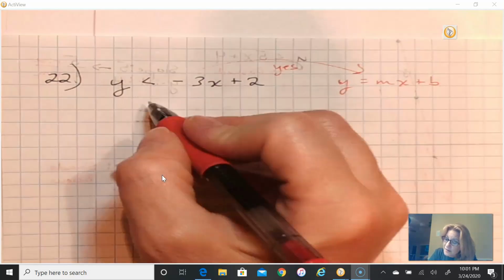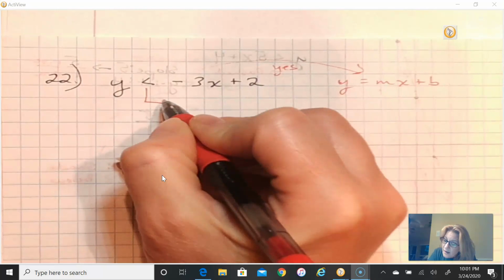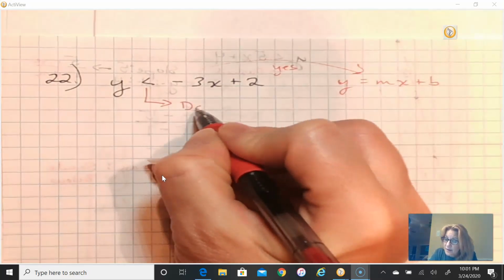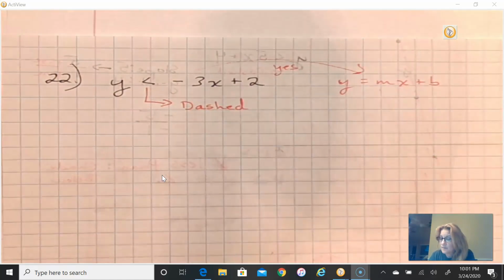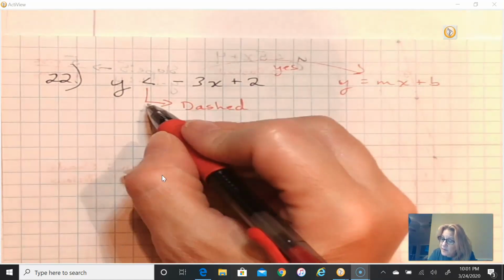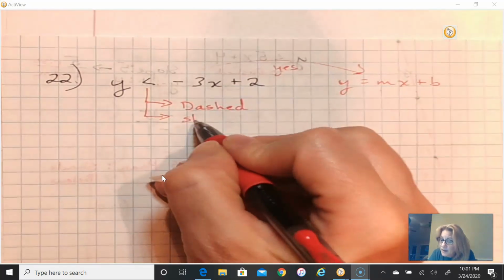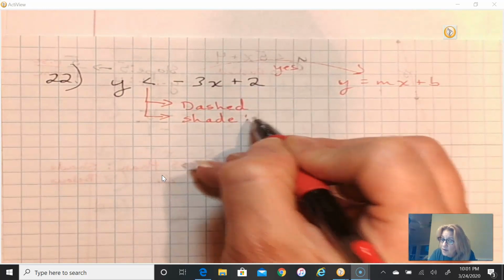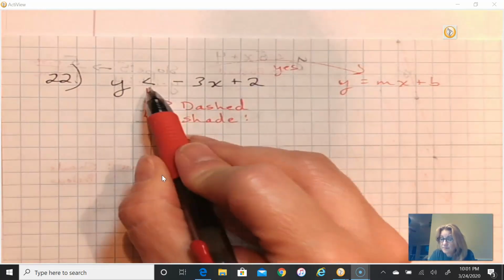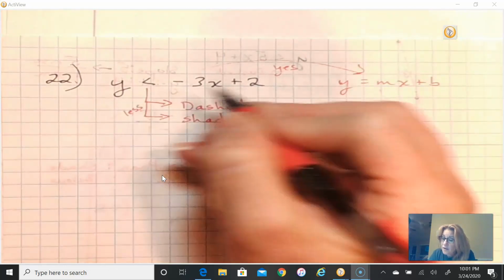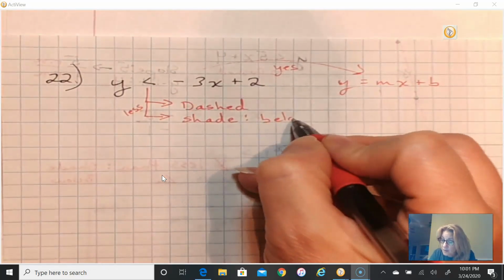Okay, remember what we asked. Is it going to be a solid or dashed line? Because of that, it's going to be dashed. Let's continue. Are we going to shade below or above? That's less than, so therefore, it's below.